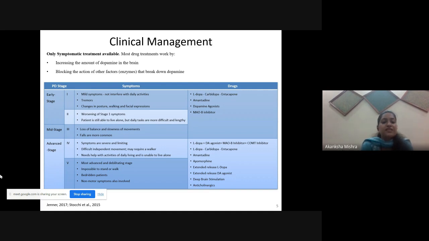Then the advanced stage, which has been further divided into two different stages. The symptoms are severe, they are worst in this stage. It is basically impossible for patients to perform their simple day-to-day tasks, and impossible for them to live alone. They basically need 24/7 help from other people. So the treatment includes some combinations of drugs, because it is difficult for any single drug to cure the symptoms at this stage.